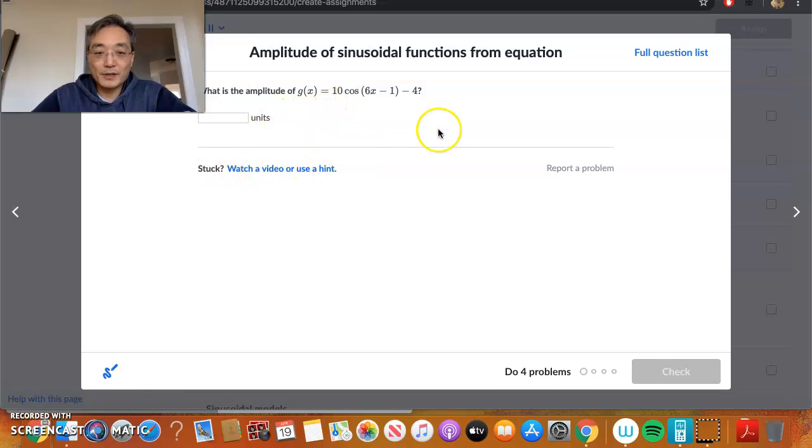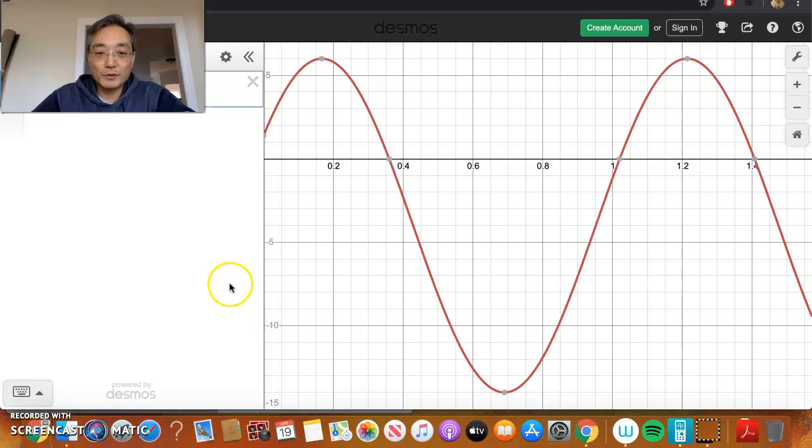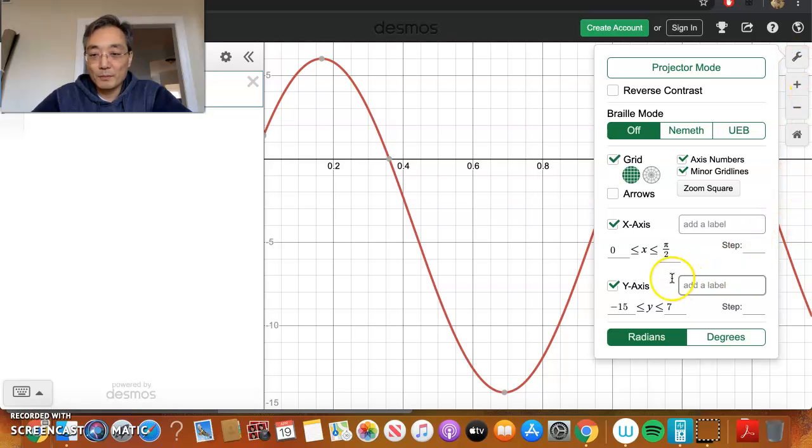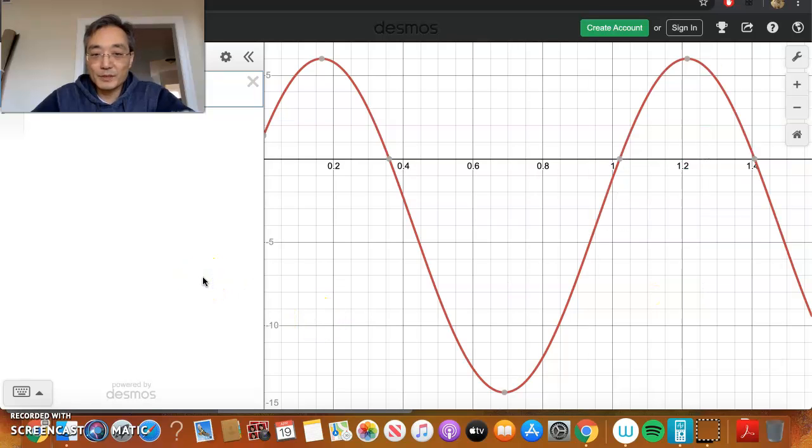First, let's review what we did so far. I took this function g of x. They're asking us to find the amplitude of g of x using this equation. To review, I graphed this on Desmos and sized the window accordingly: the x-axis from 0 to pi over 2 and the y-axis from -15 to +7. So this is the picture that I get when I size it like that.